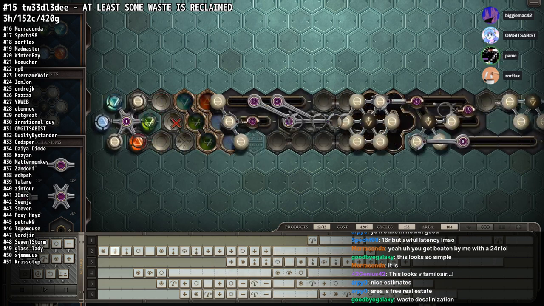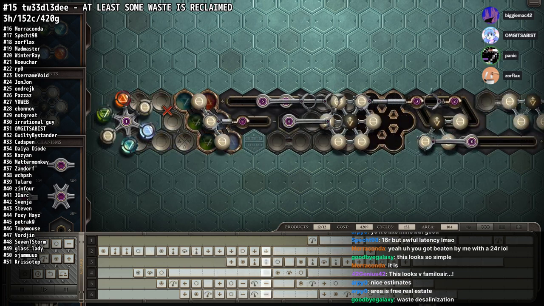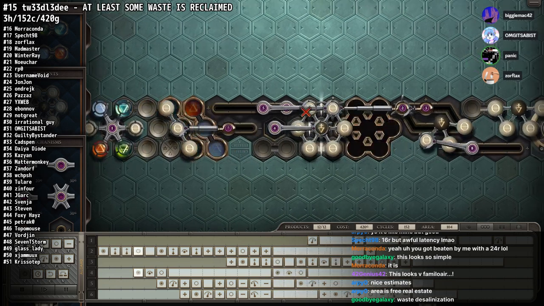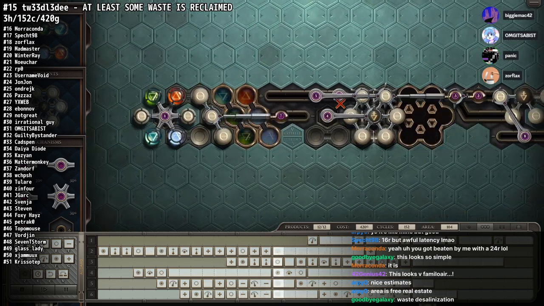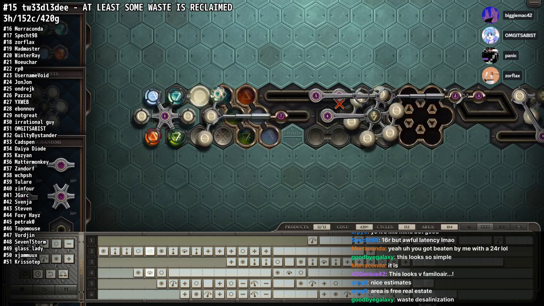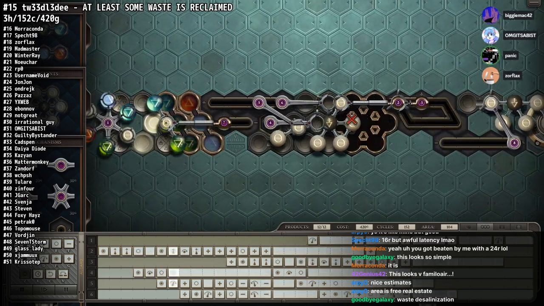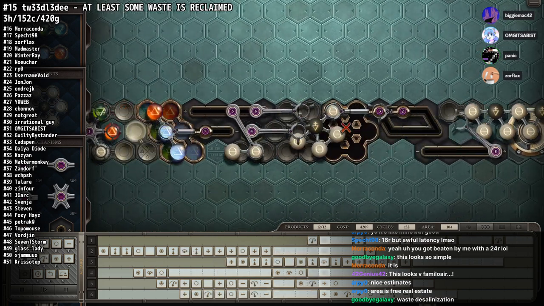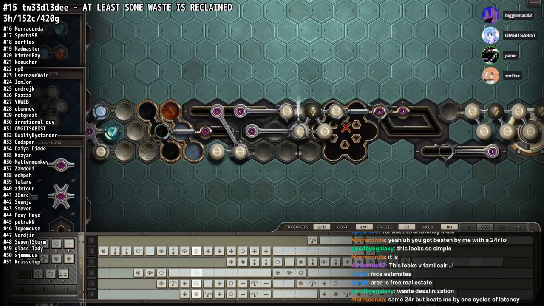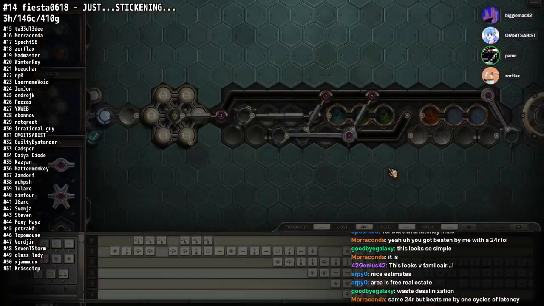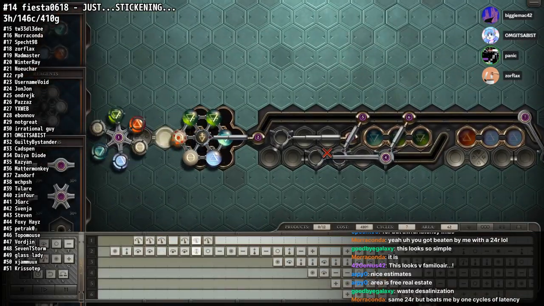But yeah, this one has the method with the separate duplication here. And yeah, it's another one that just takes three from every input for low latency. Next up is Fiesta at 146 cycles.